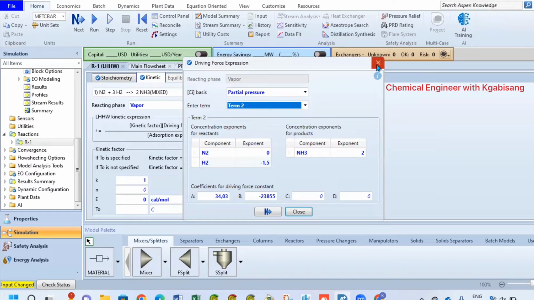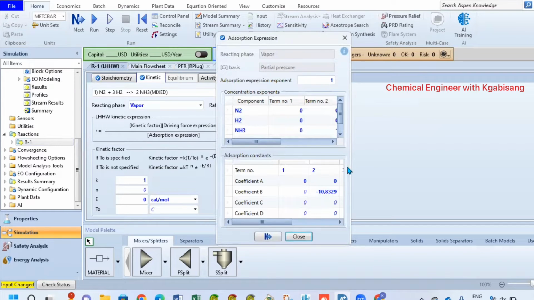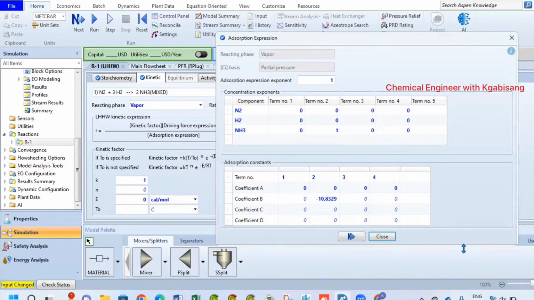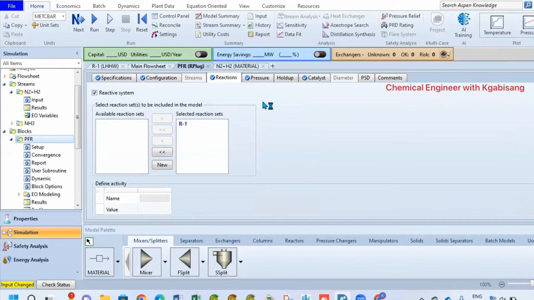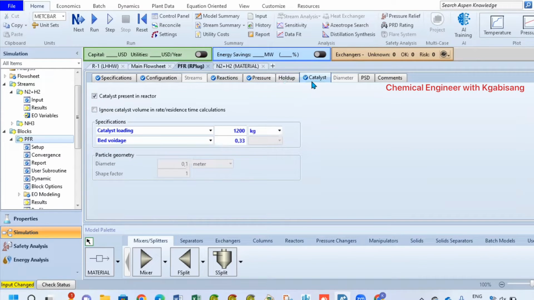Lastly, we can also specify our adsorption term. Once you've done everything under your reaction kinetics, the next step now is to look at our catalyst. We can specify and say yes, we are going to have a catalyst within our system with a voidage of 0.33 and also a density of 1200 kilograms per meter cubed.